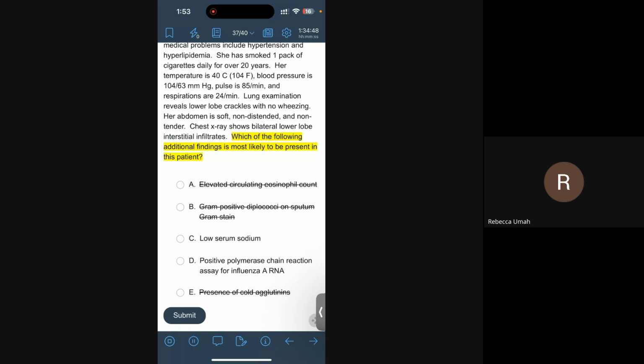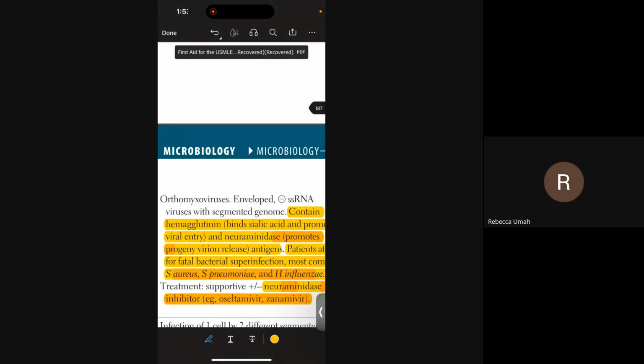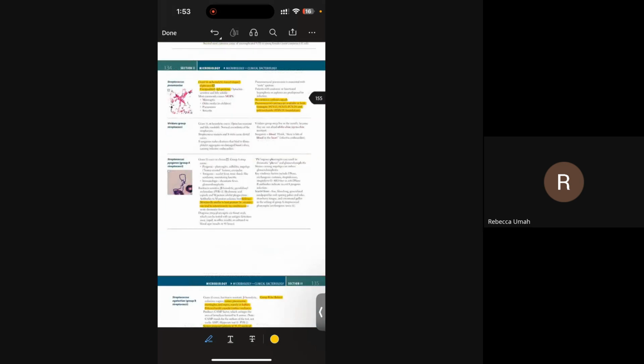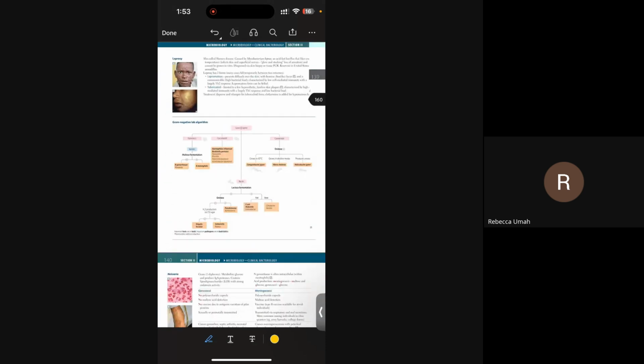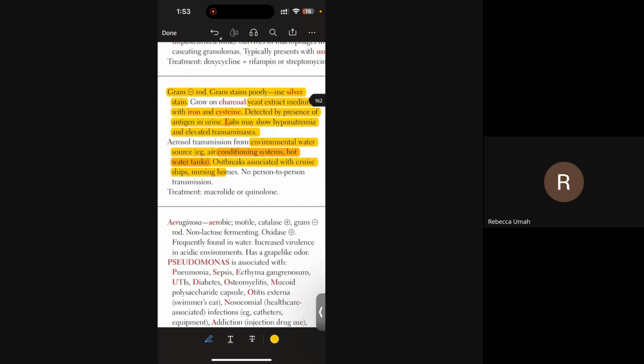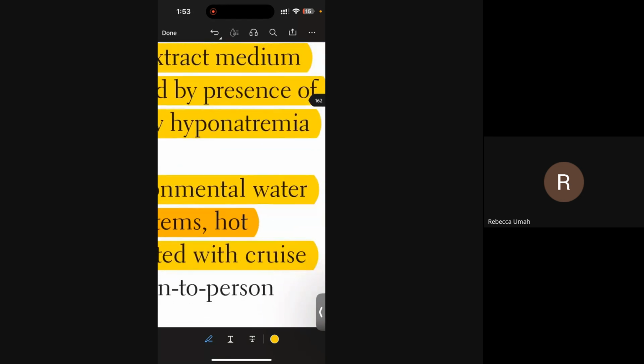Okay. We are left with C and D. Which one is consistent with Legionella? Mostly C: hyponatremia. Legionella is gram negative, and labs may show hyponatremia.